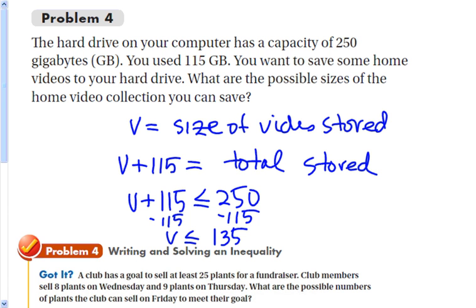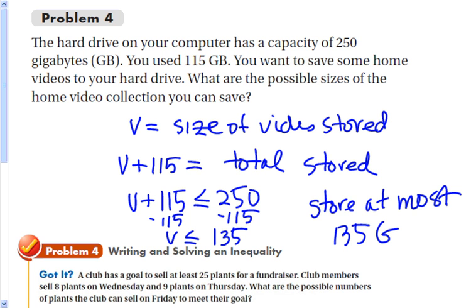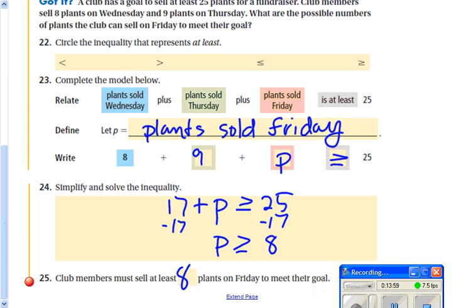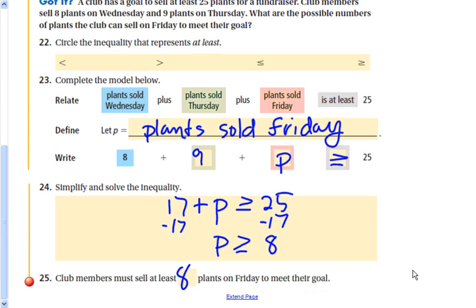135, and that means I can store at most 135 gigabytes of videos. In this problem, at least that means greater than or equal to.